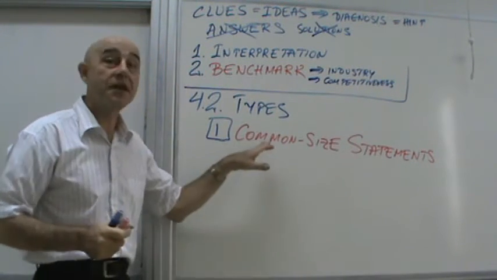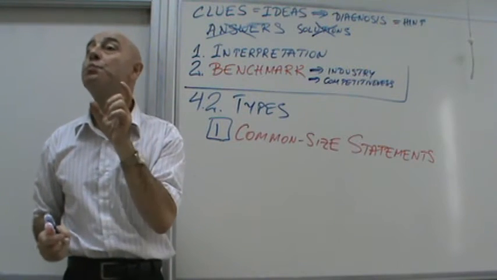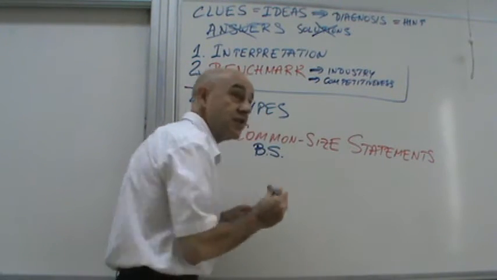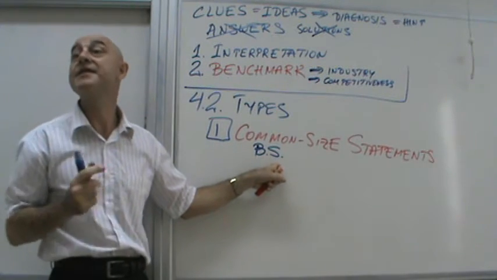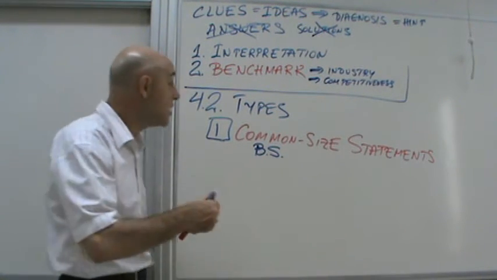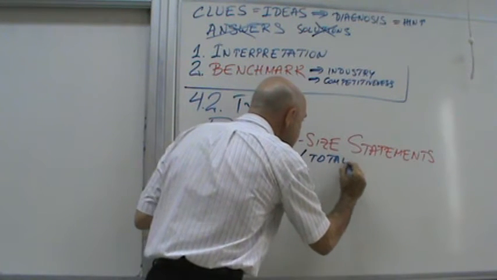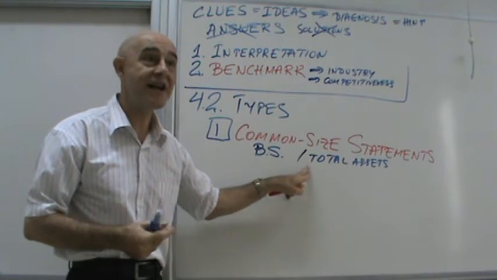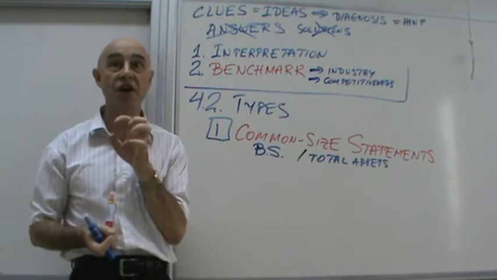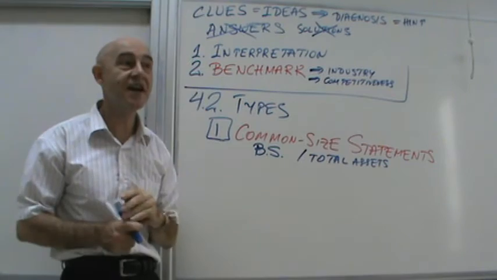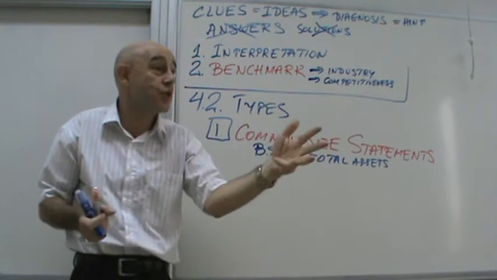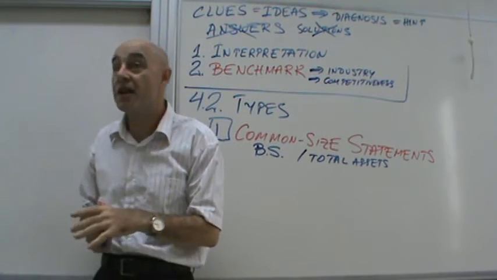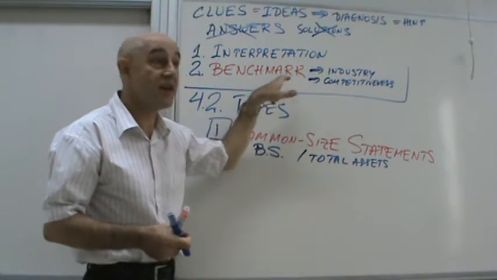In a common size statement, you convert everything to percentages. Okay? So, in a balance sheet, you will divide by total assets. So, you get the balance sheet, you divide by total assets. Total assets will equal 1, meaning 100%, and every other number will give you a percentage. So, cash will be 3%. 3%, good or bad? The answer depends on the benchmark. Okay? Well, inventory is 12%. Oh, good or bad? Again, depending on the industry, what the benchmark is.